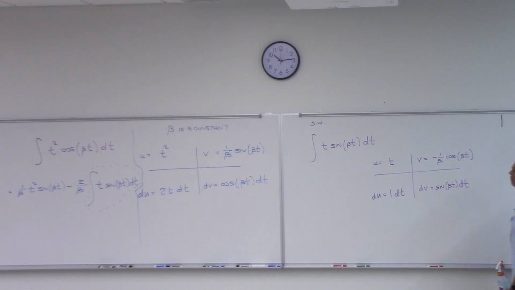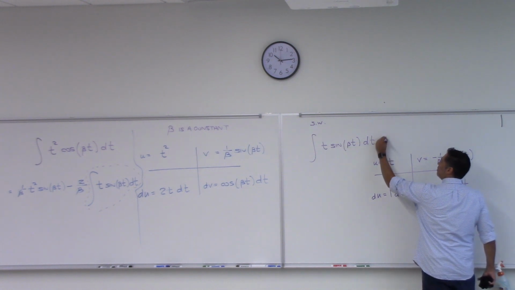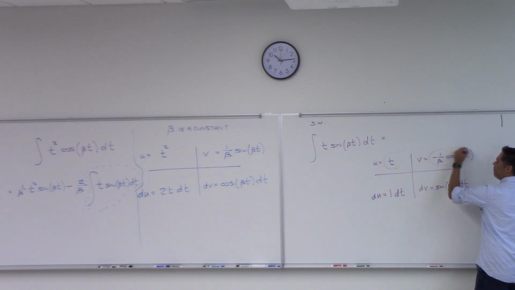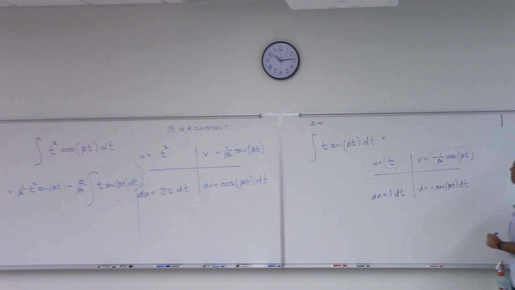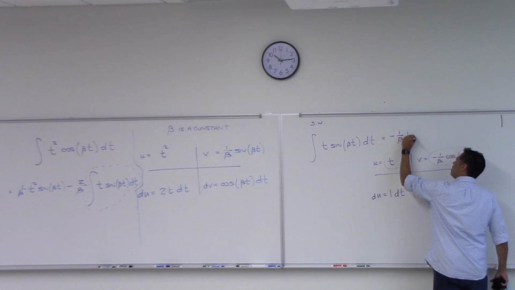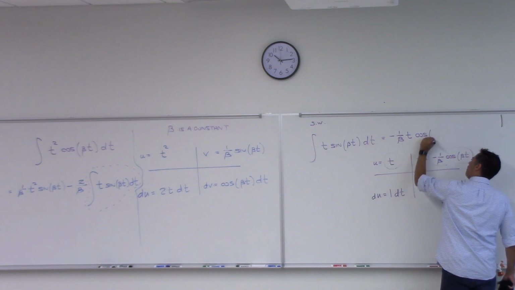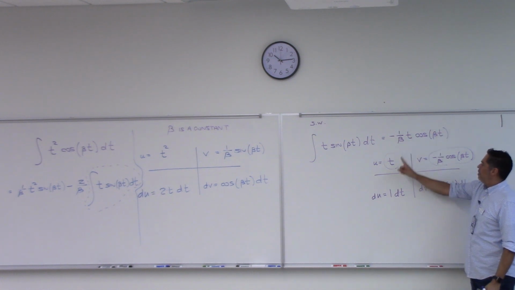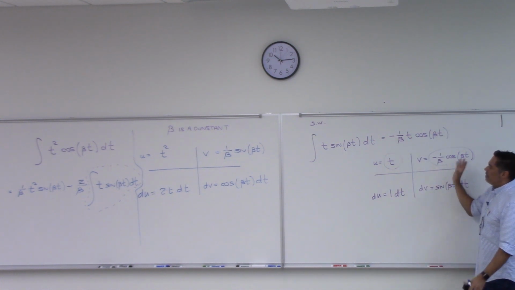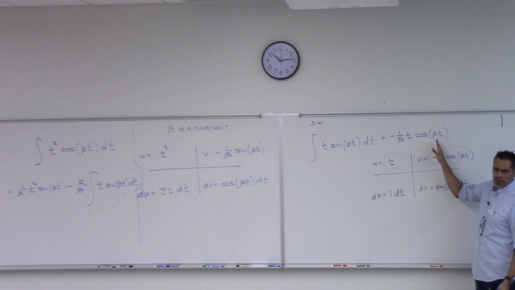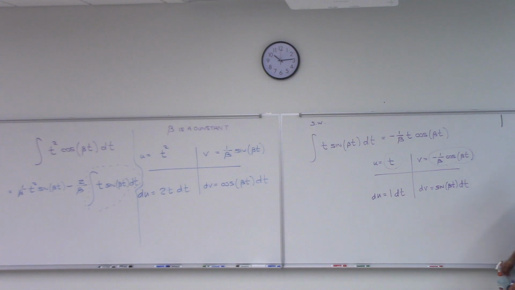And so this now becomes uv, these two multiplied. That's the first thing, uv. So that'll be negative 1 over beta times t cosine beta t. You can put this in any order you want. You could have put t times that, that's fine, but normally we put constants before variables and then that goes before trig functions. That's just uv.